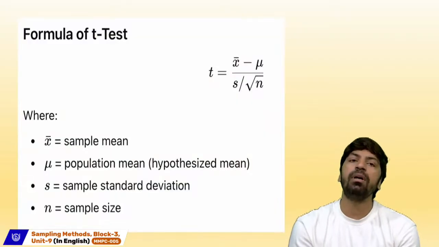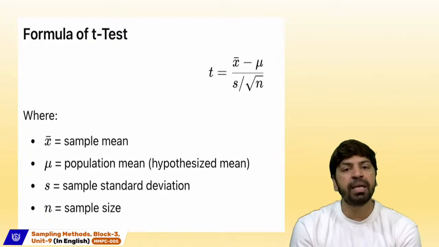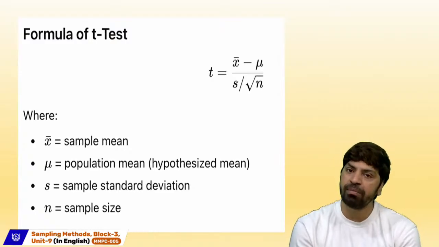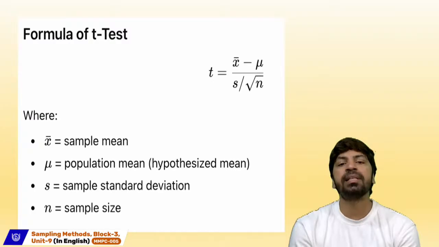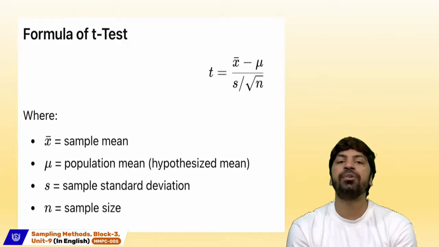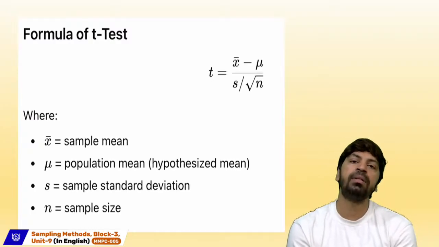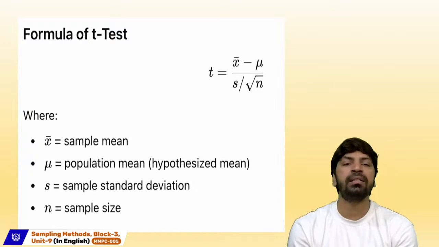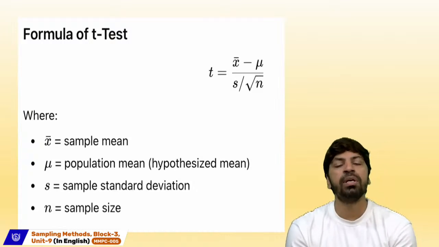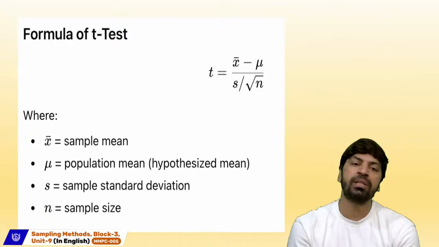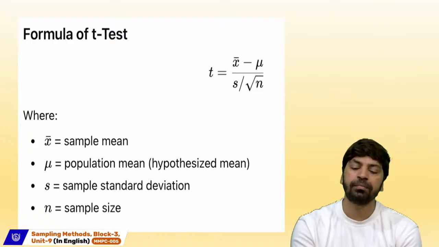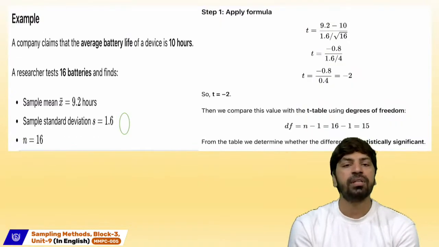So the formula of the t-test is equal to, you can see, the sample mean minus the population mean, divided by S, the sample standard deviation, divided by root n, where n is the sample size. And the value of the t score is to be calculated using this formula. So this is an example.